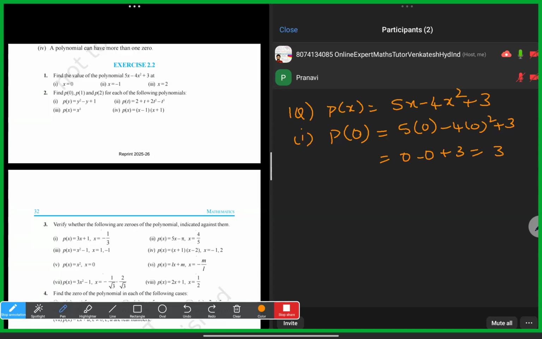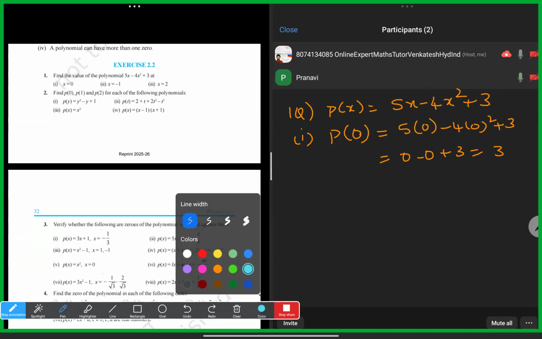So what is this 3, Pranavi? This 3 is the value of this polynomial when x is 0. Yes, sir. It means p of 0 is 3. Now p of 3, we will get some other value. It means for p of 3, in the place of x we should keep 3. Okay, Pranavi? Yes, sir.